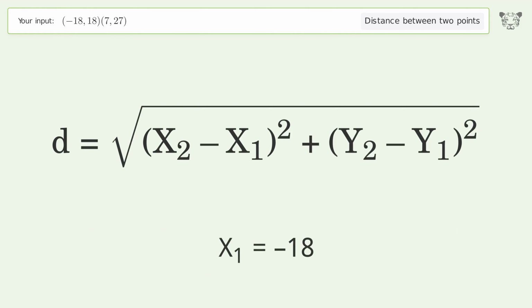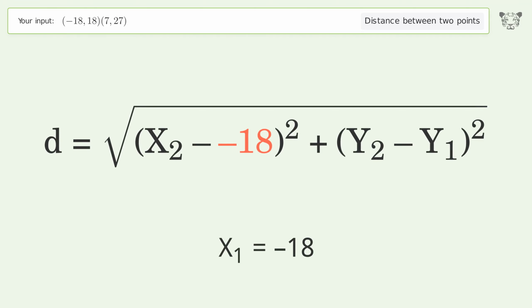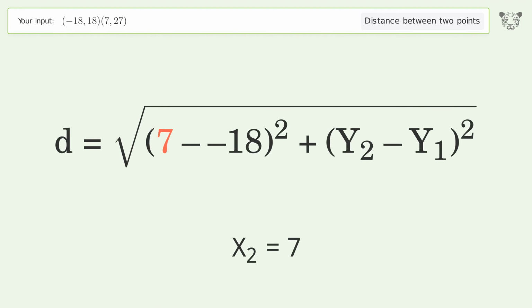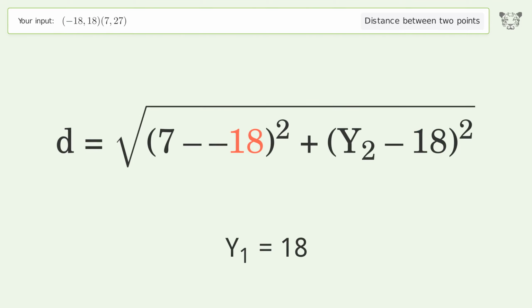x1 equals -18. x2 equals 7. y1 equals 18. y2 equals 27.